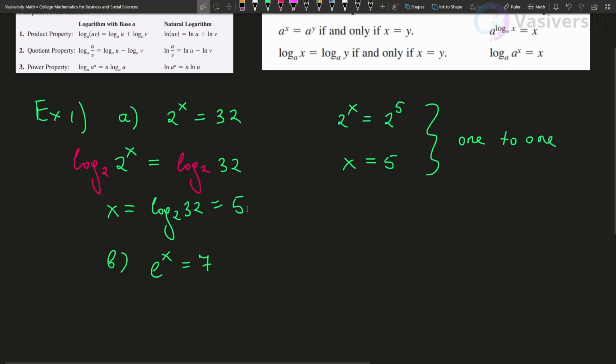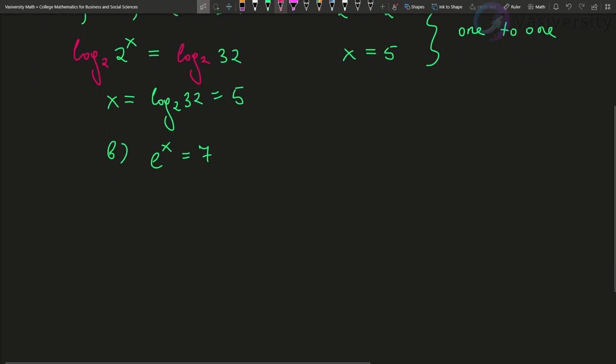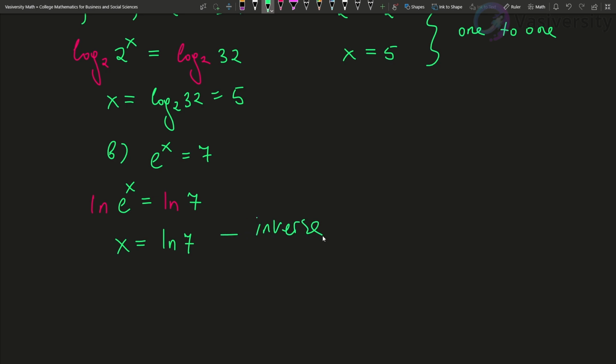We would have to apply the natural log to both sides, and we will have natural log of e to the x is equal to natural log of 7. The natural log and e cancel out, so we have x equal to the natural logarithm of 7. We cannot simplify that. We can use a calculator to calculate it, but we wouldn't be able to simplify it on our own. So here we used the inverse property, and it works just fine.